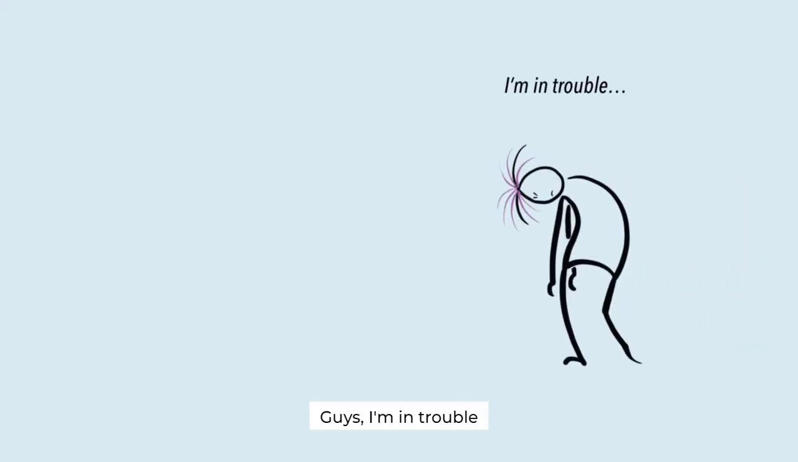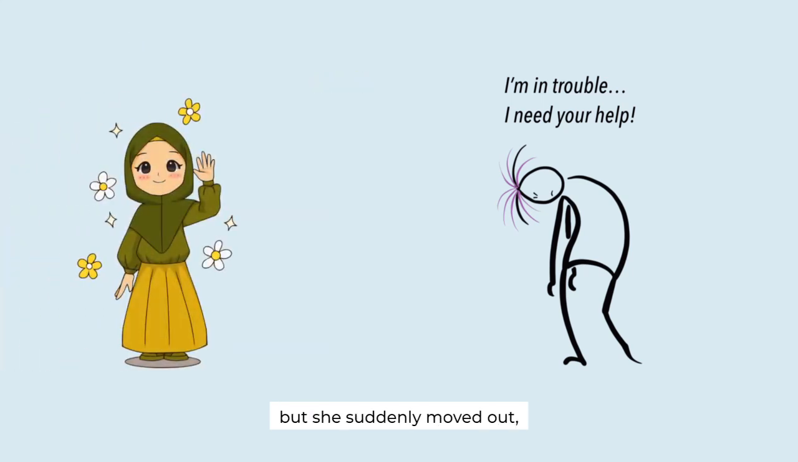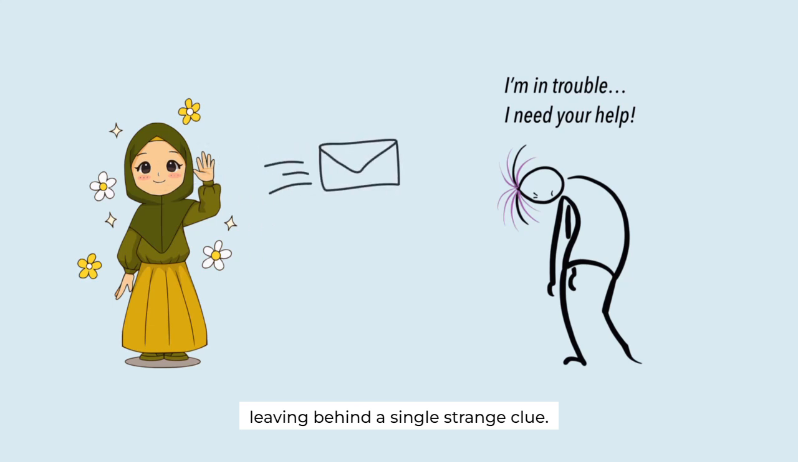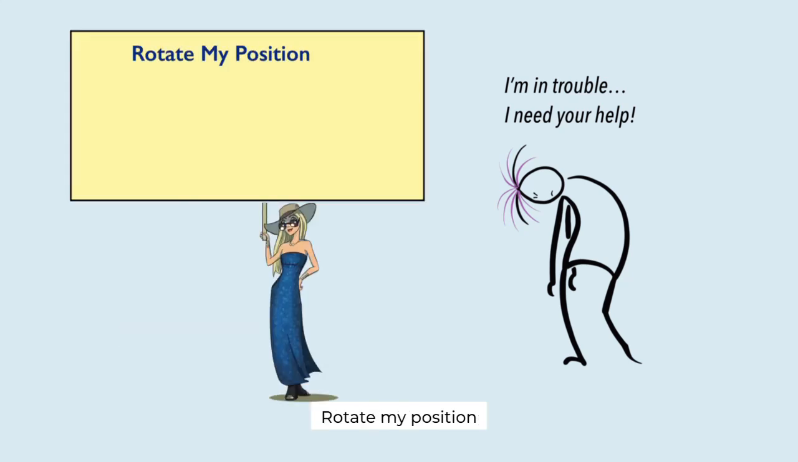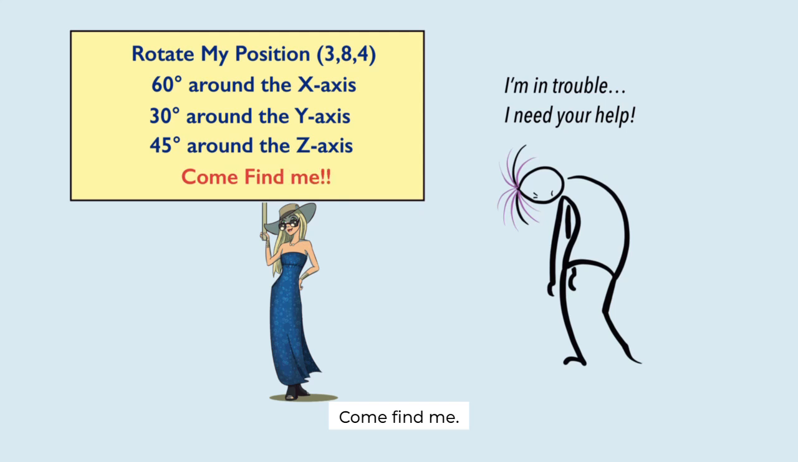Guys, I'm in trouble. I really need your help. My girlfriend's home coordinates used to be 3, 8, 4, but she suddenly moved out, leaving behind a single strange clue. Rotate my position 60 degrees around the x-axis, then 30 degrees around the y-axis, and finally 45 degrees around the z-axis. Come, find me.